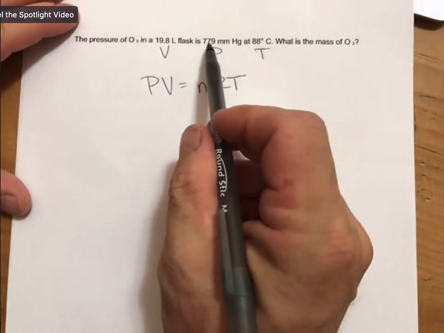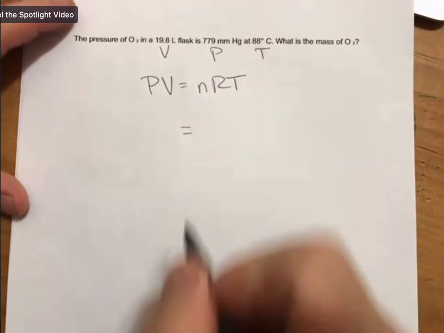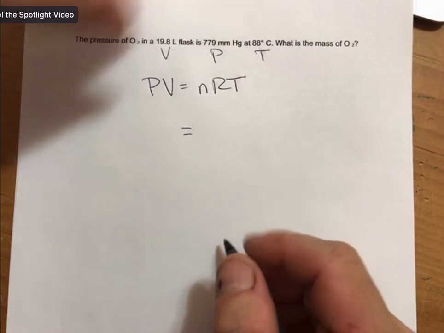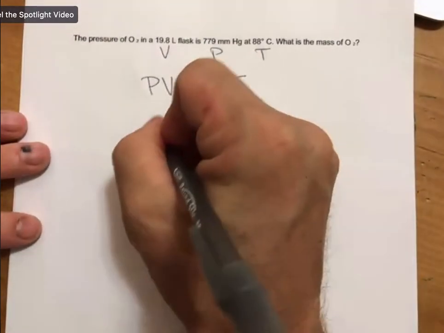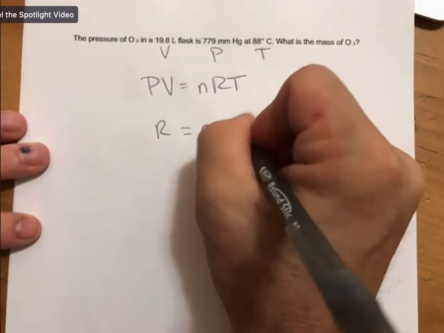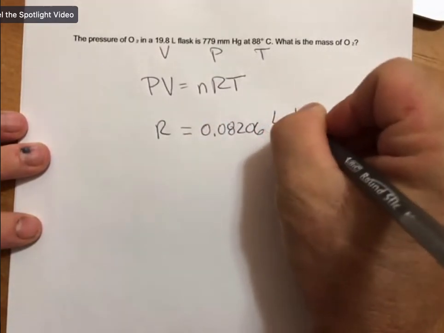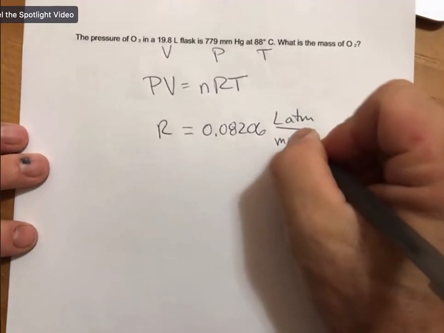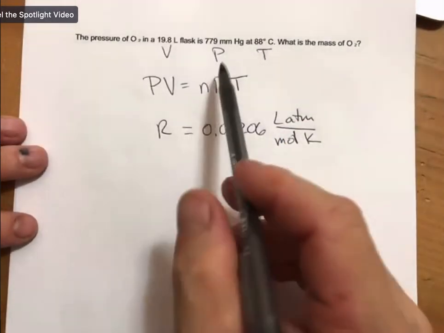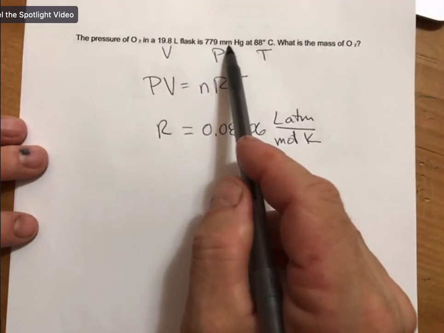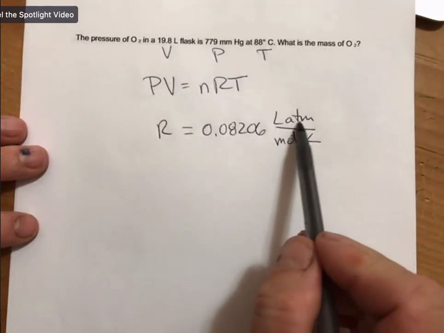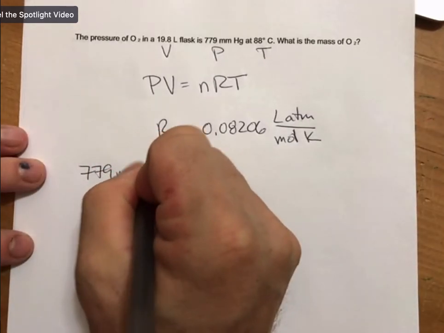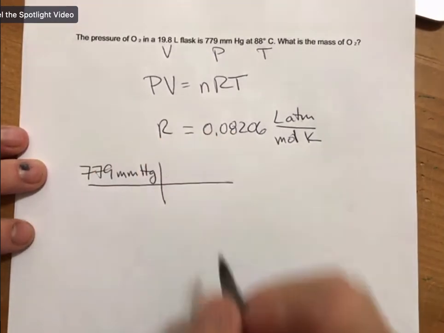Looking at this, from the lecture outlines, you'll know that R is 0.08206, and that has units of liter atmospheres per mole Kelvin. That means that when I plug all these numbers in, my millimeters of mercury pressure has to be converted into atmospheres. So I'll start by doing that before I plug it in.